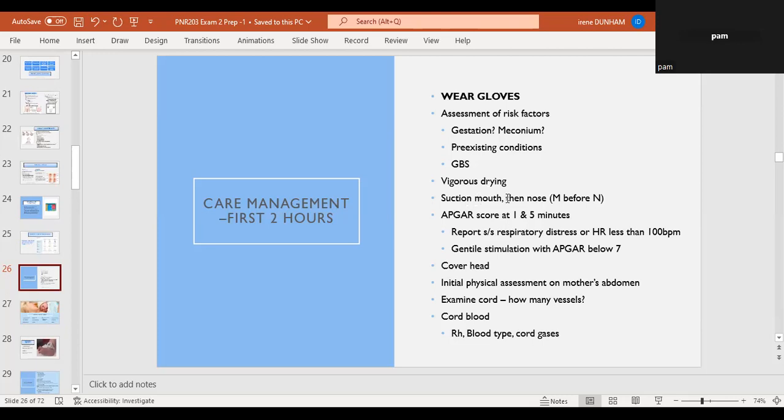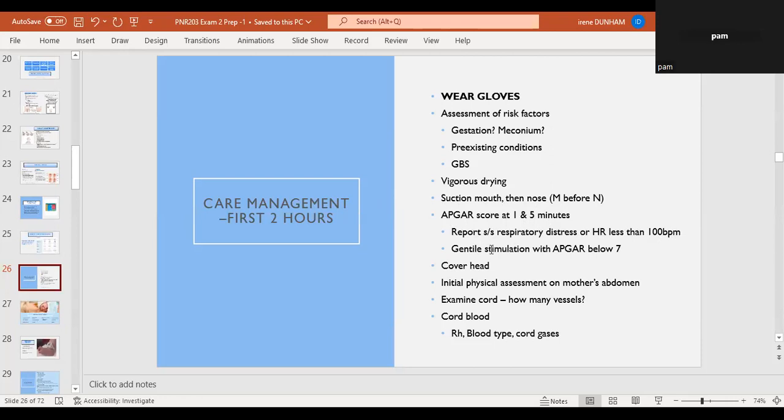Okay, suction, mouth, then nose. Now this is sometimes a good question. And so I always say Mary before Nancy, M before N. Also, I used to tell my students, the mouth is bigger than the nose. So suction the mouth, then the nose. Okay. And then the APGAR score, you do it at 1 minute and 5 minutes, and that's on a normal baby. And then report any signs and symptoms of respiratory distress or heart rate less than 100.